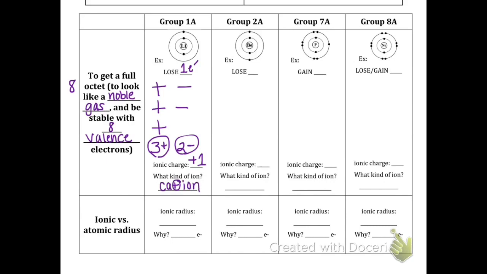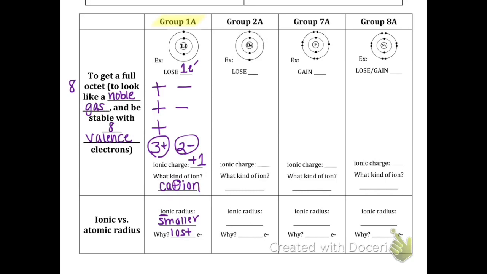And when we lost that electron, our ionic radius became smaller because we lost electrons. And what we can see here is that this applies to every single element in the first group. All the elements in the first group are going to lose 1 electron, become a positive 1 charge, a cation, and the ionic radius is going to get smaller because it lost electrons.